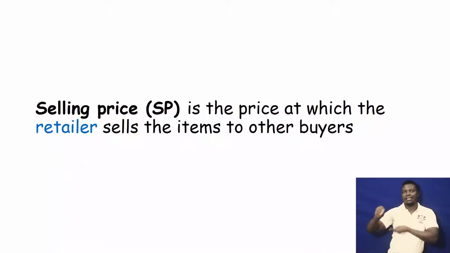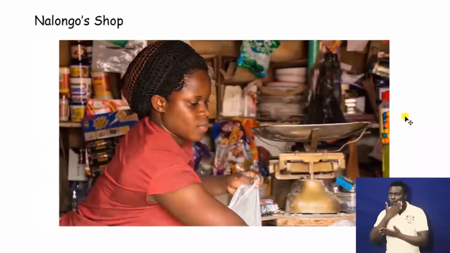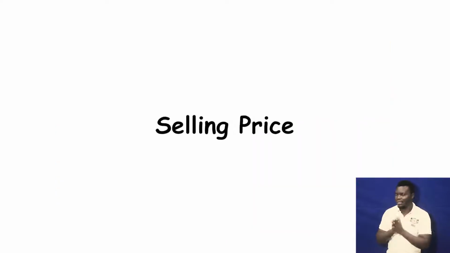The second term is selling price. Selling price is the price at which a retailer sells the items to other buyers or the public. If we use the same example of Nalongo's shop, when you go to buy items, let's say cooking oil, from that shop, you will buy it at a selling price.